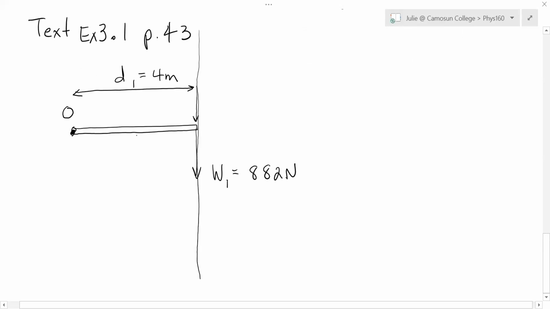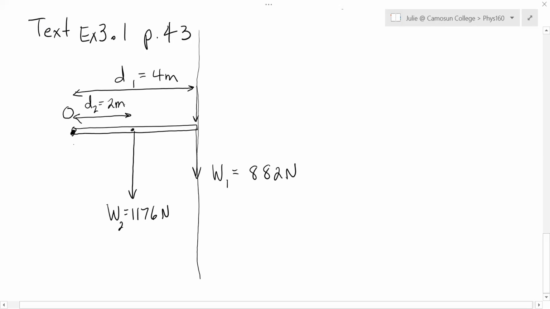And then you have the weight of the board itself, W2, 1176 newtons, which seems awfully big. And it tells you the point to the center of gravity. Now, we haven't done a lot on center of gravity yet, but center of gravity will be the geometric center of an object if it's a uniformly distributed mass object. Okay, and D2, the distance out to here, is 2 meters.